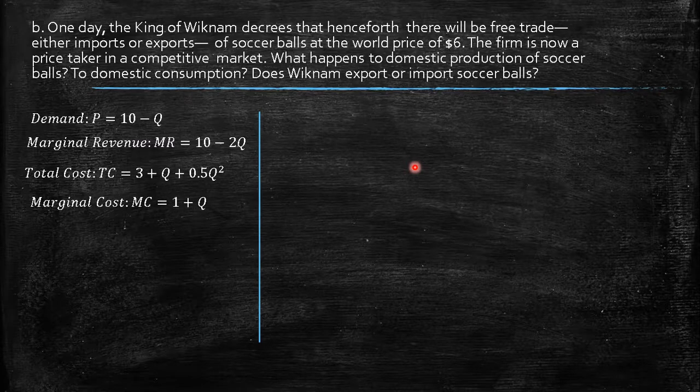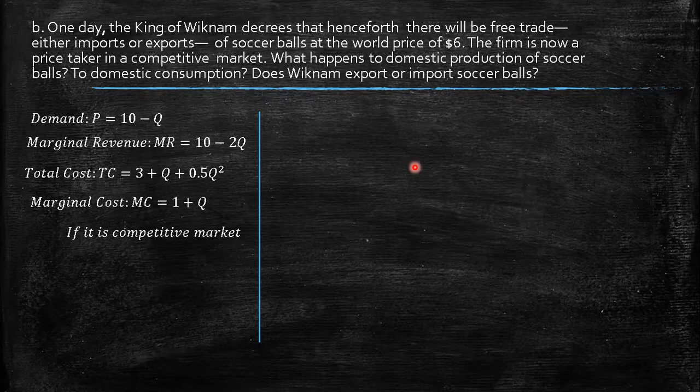Okay, then the other question says, one day the king of Vietnam decrees that henceforth there will be free trade, either imports or exports, of soccer balls and the world price is $6 Vietnamese dollars. The firm is now a price taker in a competitive market. What happens to domestic production of soccer balls, to domestic consumption, and does the country export or import soccer balls?